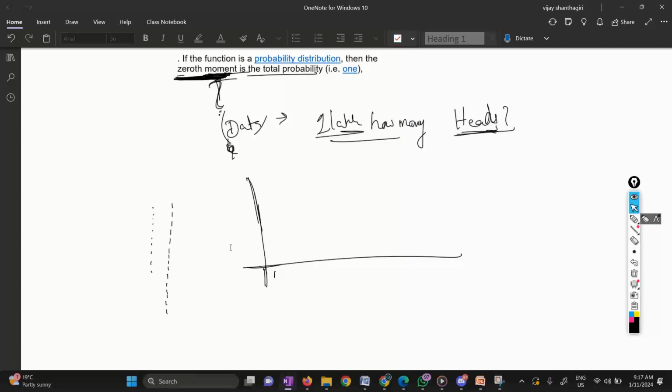See, person one, person two also one, person three. How many heads? Person three, same. Person four has? Same. How many heads does person five have? Same. So this is a flat distribution, uniform. Anything is one only there. So there is no movement at all, that is the total probability.